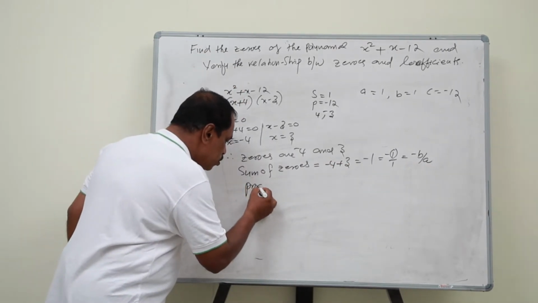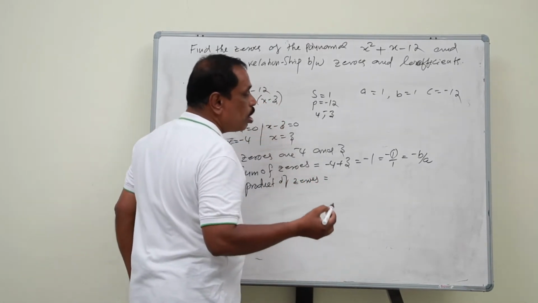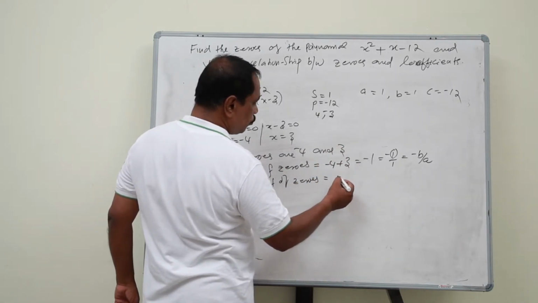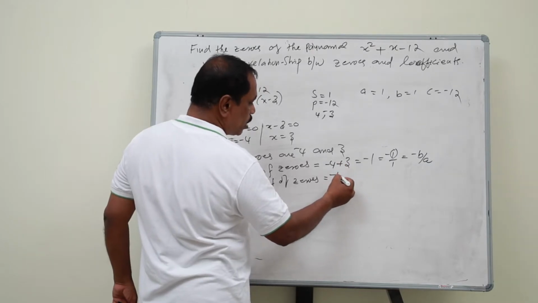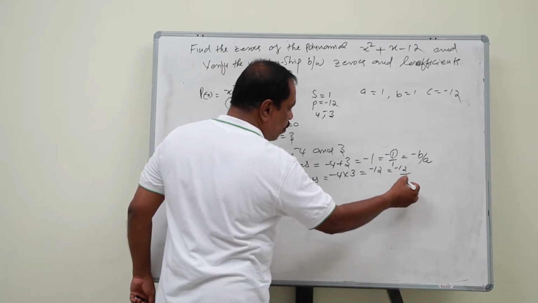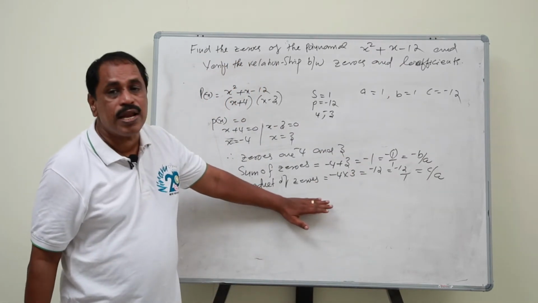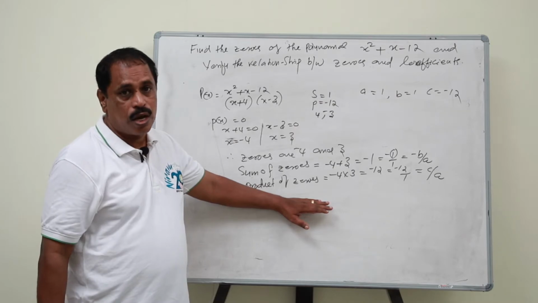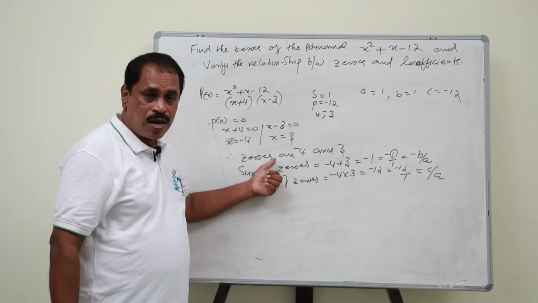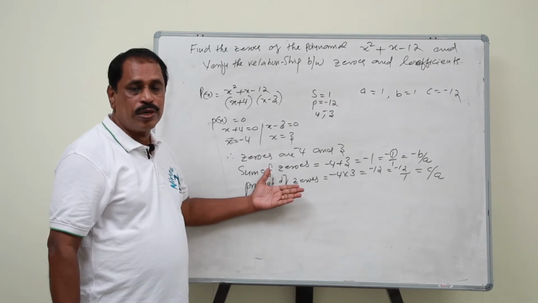Now, product of the zeros. Product of zeros is equal to c by a. As I said, don't write c by a in the beginning, we have to prove it. That is minus 4 into 3 equal to minus 12, equal to minus 12 by 1, equal to c by a, because c is minus 12. And this is the relationship between the zeros and the coefficients. This is the second part of the question, and this is the first part. Clear? It is so simple and very easy for you.